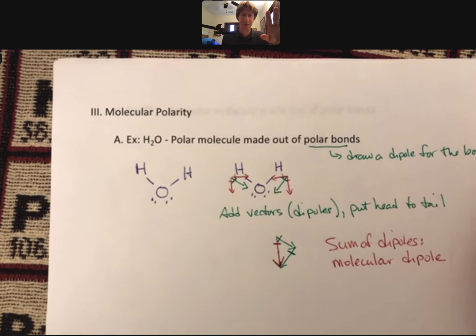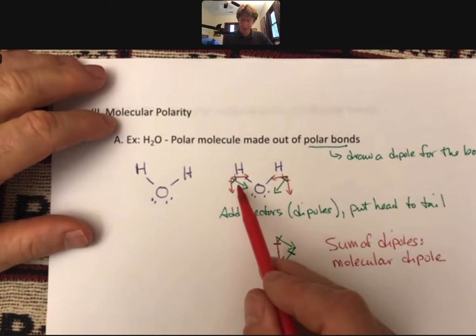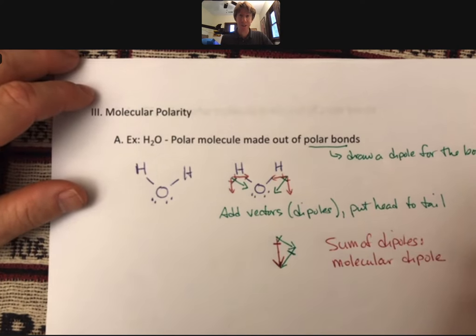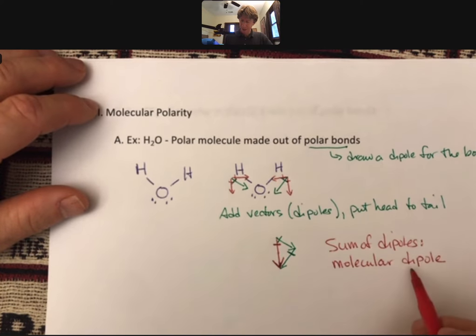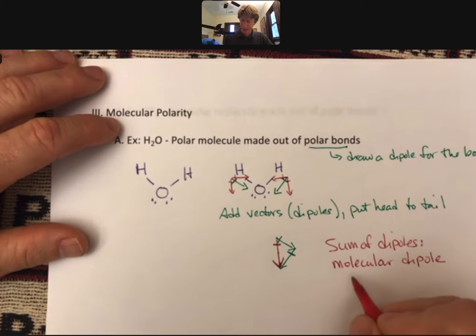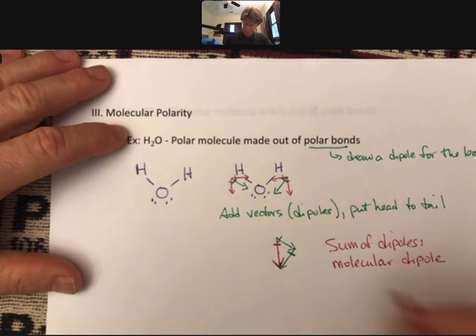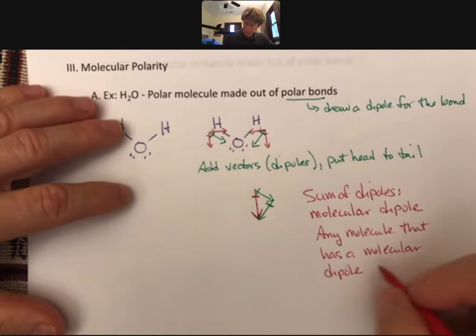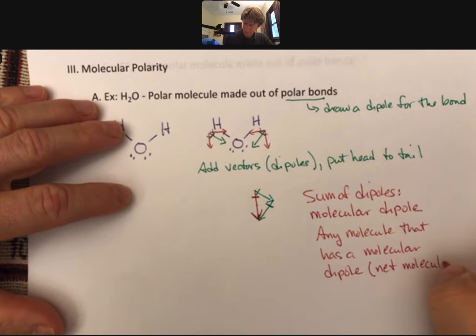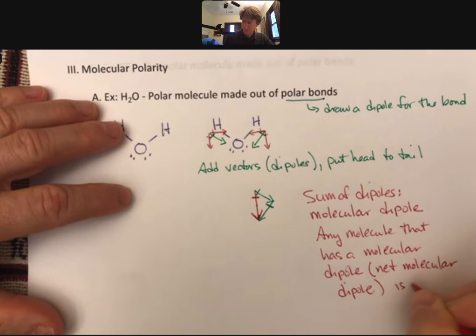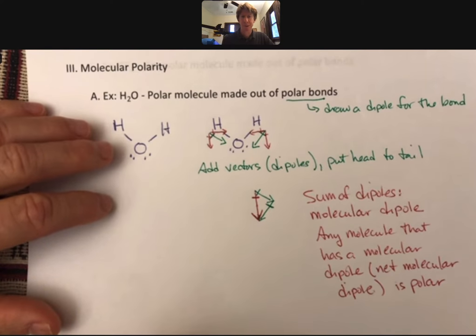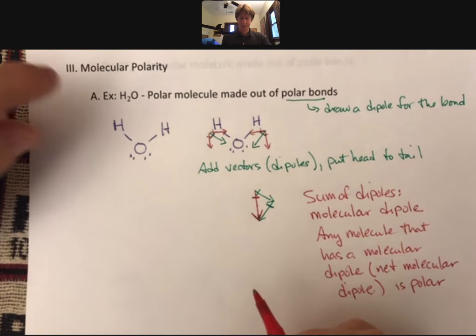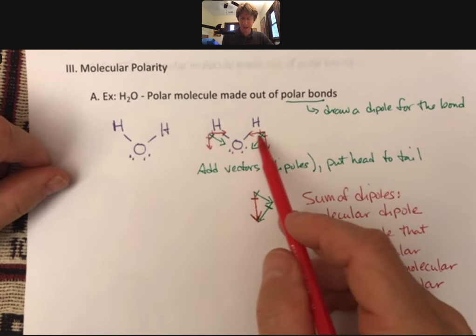We'll have some hints on how to do dipoles coming up. But one of the ways is to just look at them. And you can tell that these two dipoles do not cancel out. We will see dipoles that do cancel out shortly. So this is a molecular dipole. And any molecule that has a molecular dipole, sometimes called a net molecular dipole, is polar.